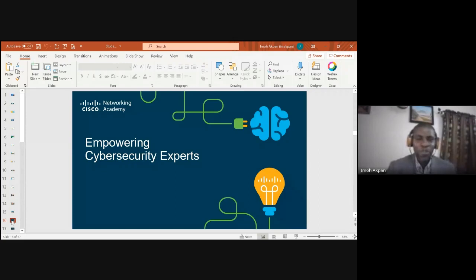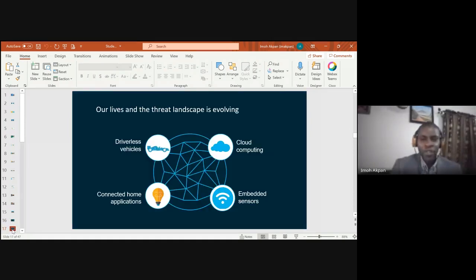Then I would like to focus on security, because we see that security is one area that the students can take advantage of, especially when it comes to employability skills, and so empowering that. Our lives itself has been affected, especially with COVID. Our lives and the threat landscape are evolving. Now we're talking about driverless vehicles. We are talking a lot around cloud computing now.